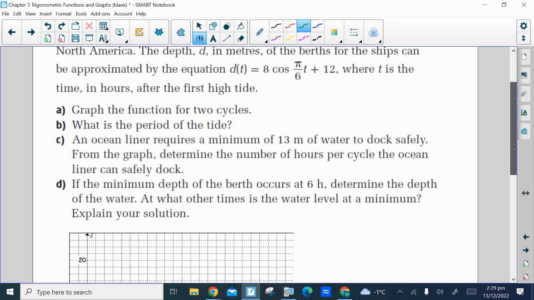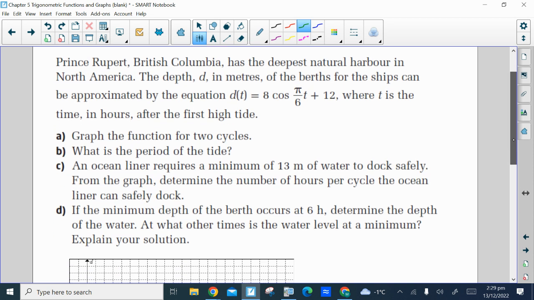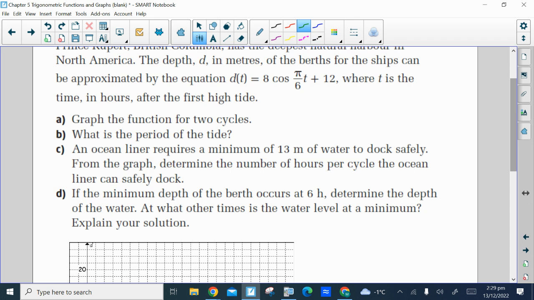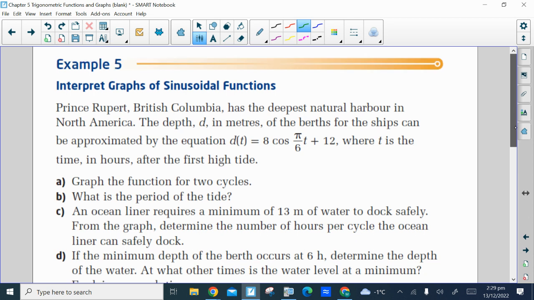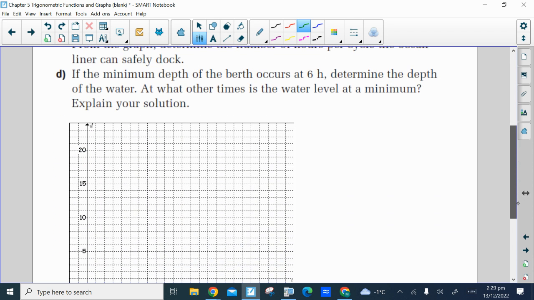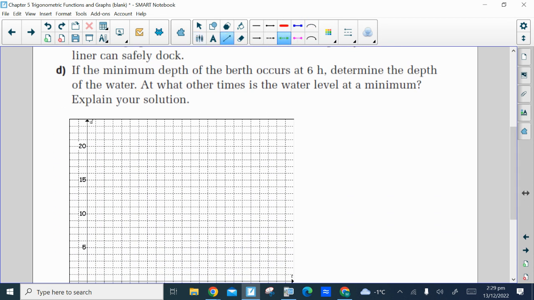First thing we're asked to do is to graph the function for 2 cycles. So this is a cosine function. It starts at the maximum. And in this case, there is no phase shift. There is no c value in this equation, which means the graph is not shifted left or right. So you've got an amplitude of 8, and you have a vertical displacement of plus 12. Remember, our d value tells us our vertical displacement. It tells us where our horizontal midline is. It is at plus 12. So let's start by drawing that there.